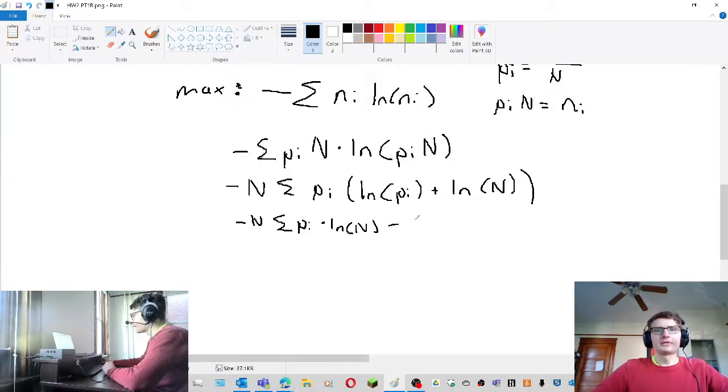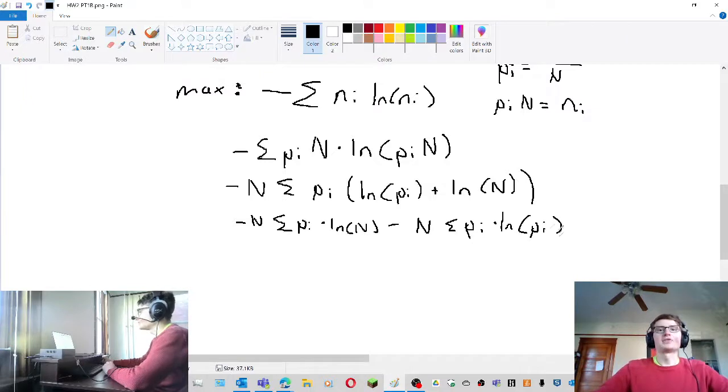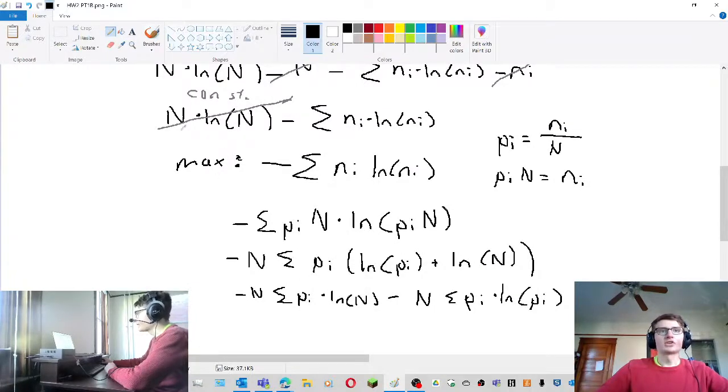And then also we have to subtract the total number of students times the summation of the probability a student has a certain grade times the natural log of the probability that a student has a certain grade. Well, if you look over here, the summation of all the probabilities is just going to be equal to 1, right? And then n, the total number of students, times ln of n. Well, 1 times that is actually what we have up here that we canceled out for being constant.